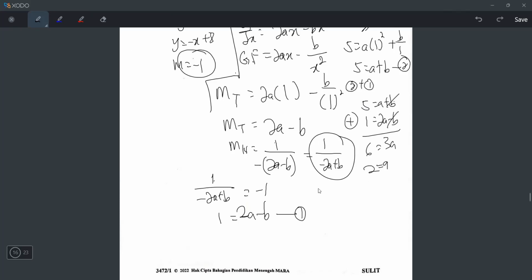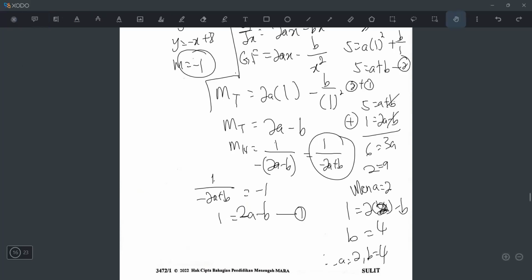So a is 2, and then how to find b? Substitute here. When a equals 2, use this. 1 equals 2 bracket minus b, 4, and then b equals to, wait, this is 2. So b equals 4. So the answer is a equals 2, b equals 4, right? So hope you understand. That's the answer.